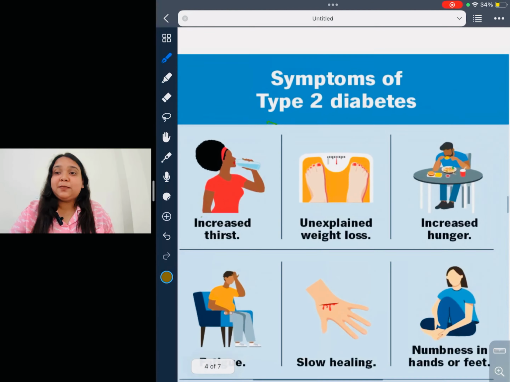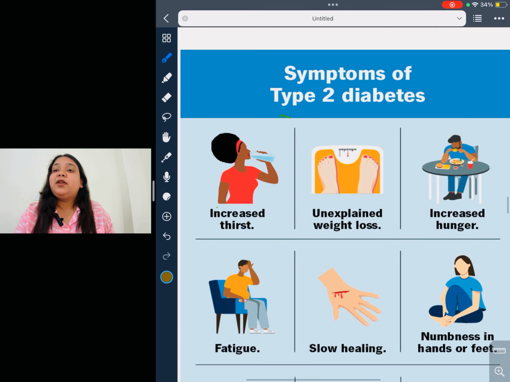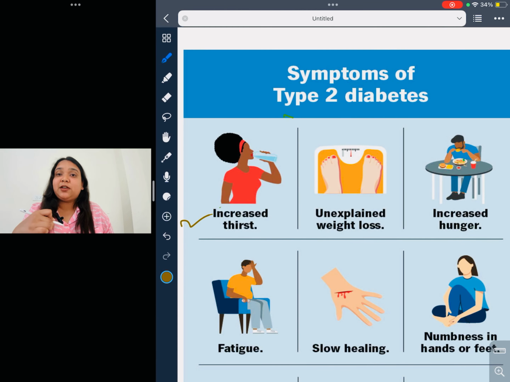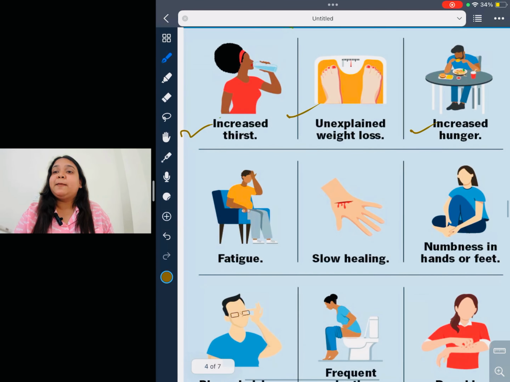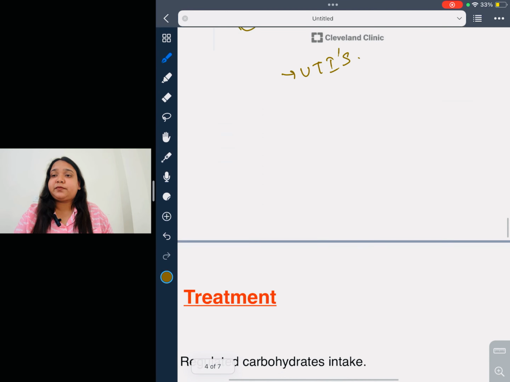Now let us go with the symptoms. I told you earlier there are three main classical symptoms of diabetes: polyuria, polydipsia, and weight loss. Even here we can have increased thirst, that is the person drinks a lot of water, polydipsia, unexplained weight loss, increased hunger, polyphagia, fatigue where the patient will get tired very soon, slow healing, numbness in the hands or in the feet, blurred vision, frequent urination, polyuria, and dry skin. There can be many other symptoms. The patient can also have UTIs and many other things. I have listed a few points over here.